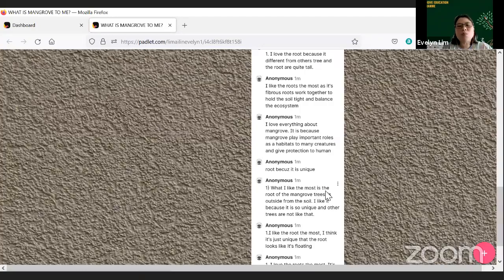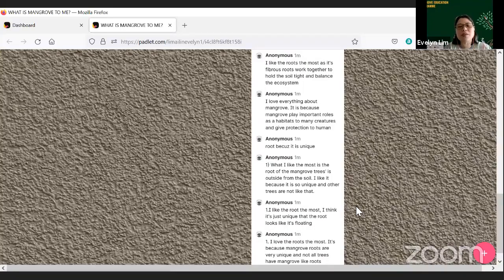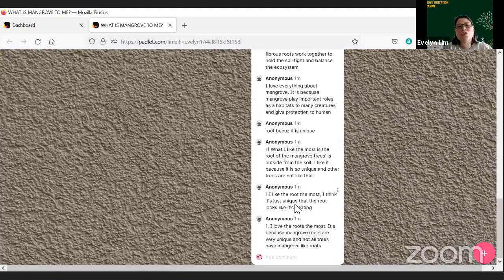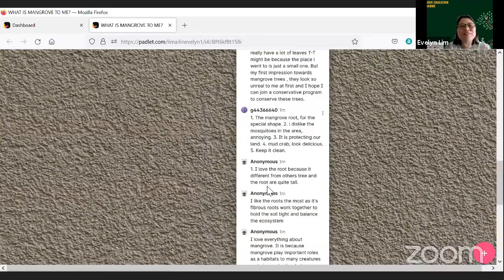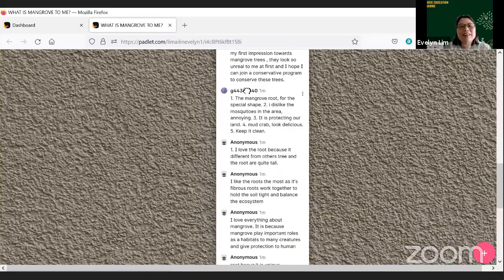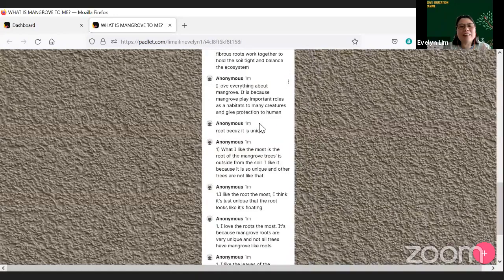Another friend said, what I like most is the root of the mangrove trees is outside from the soil. I like it because it's so unique and other trees are not like that. Right, good, interesting response. I like the root the most. I think it's just unique that the root looks like it's floating. Okay, all right, good, interesting. And next reply, I love the root the most. It's because the mangrove roots are very unique and not all trees have mangrove-like roots. All right, any more?